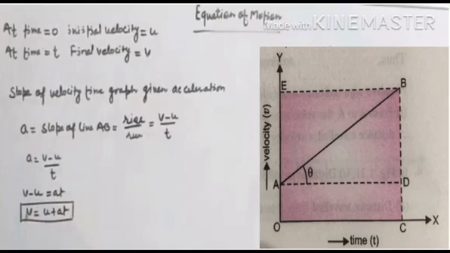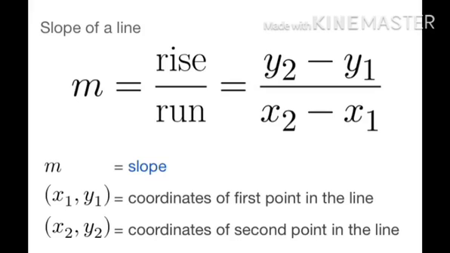Now it is known that acceleration of body is equal to the slope of the velocity time graph. First I tell you about the slope of a line. Let m be the slope. m is equal to rise upon run. So the rise is equal to y2 minus y1, these are the two coordinates from the y-axis. And run is equal to x2 minus x1, these are again the two coordinates from the x-axis.